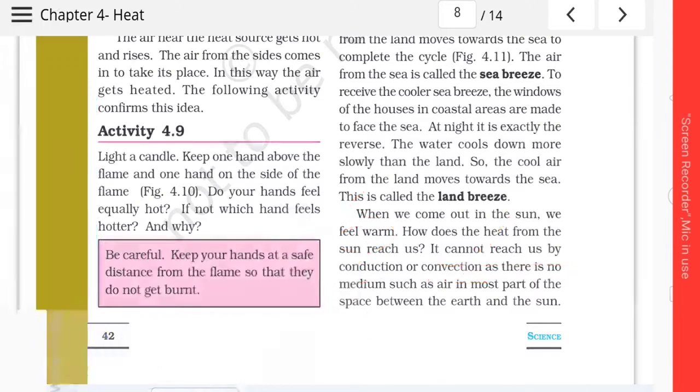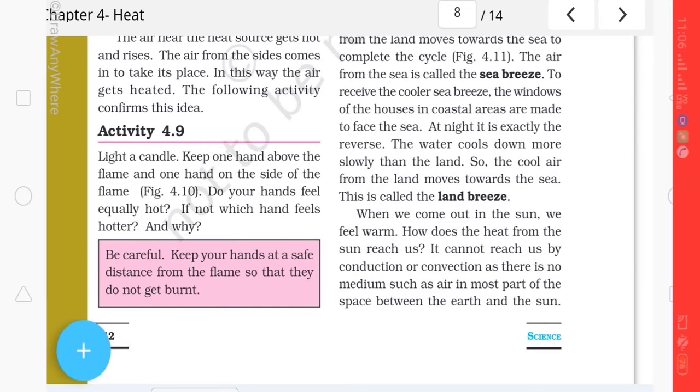For the transfer of heat from the sun we do not need any medium. Medium means what? Air is one medium, water is also one medium, but for the transfer of heat from the sun we do not need any of those media. That means we need neither air nor water. Even if there is a medium we can get the heat from the sun, but it is not necessary that there must be air or water.